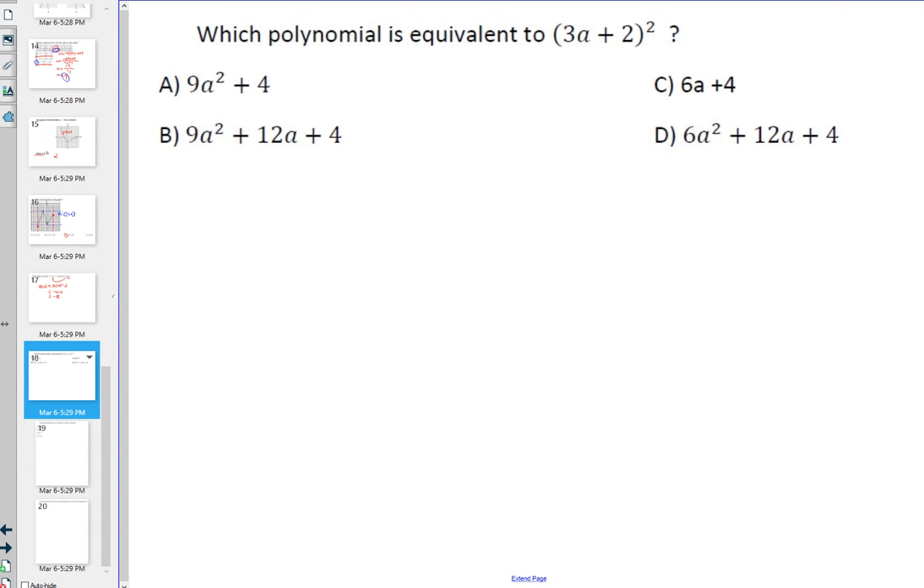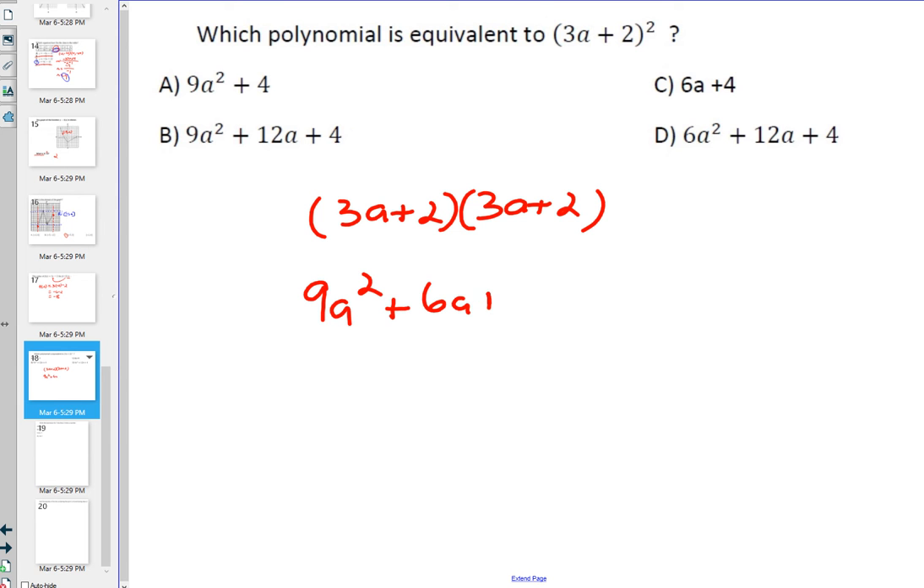Your instinct is you see this square and you see a parenthesis, and you're so used to getting rid of parentheses by distributing, but exponents cannot be distributed. Only multiplication can. So when you square something, what is that the same thing as doing? Times itself, yeah. So 3a plus 2, 3a plus 2. So you get 9a squared plus 6a plus 6a plus 4. So 9a squared plus 12a plus 4.